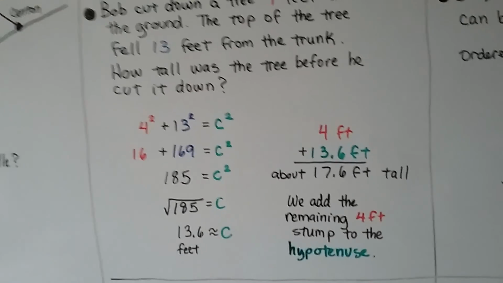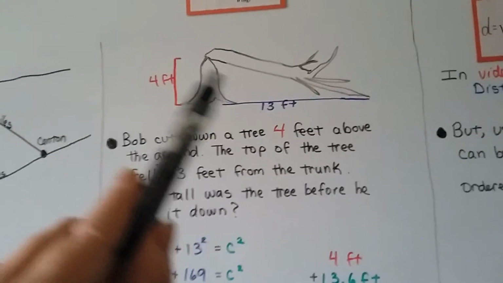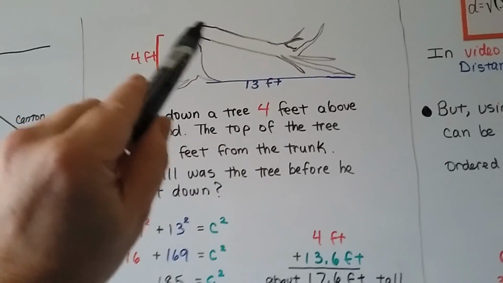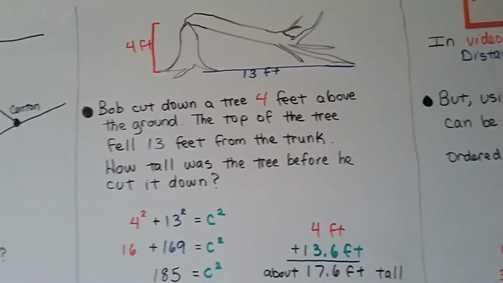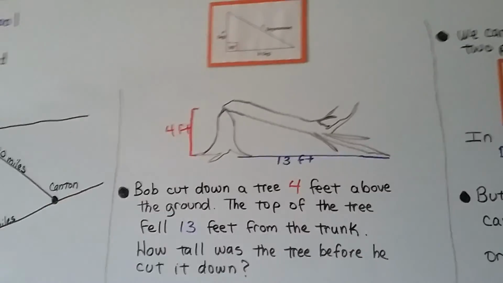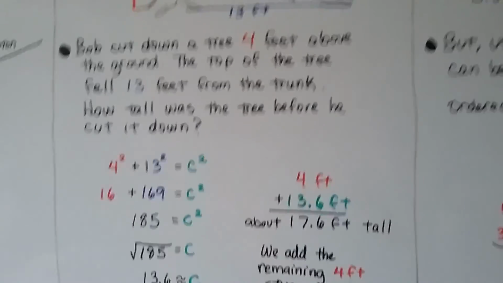So that was kind of tricky, wasn't it? You can't just add those. We have to do the Pythagorean Theorem, then find out what the hypotenuse is, and then add it to the stump to find the height of the tree. It must have been like way up here before it was cut down, right?